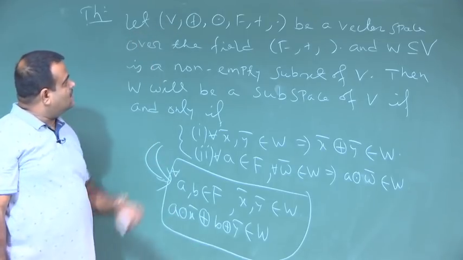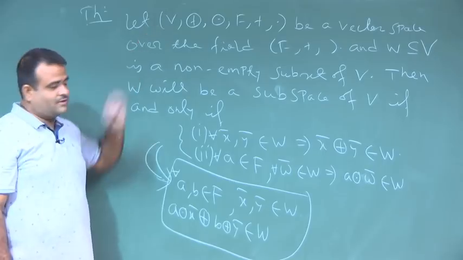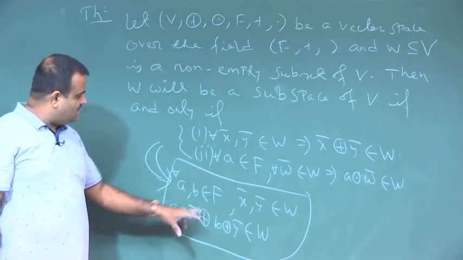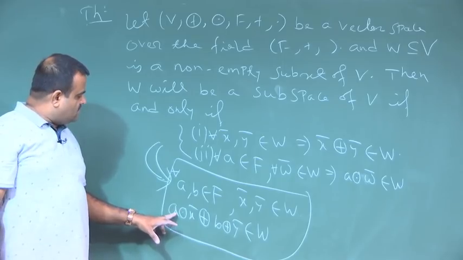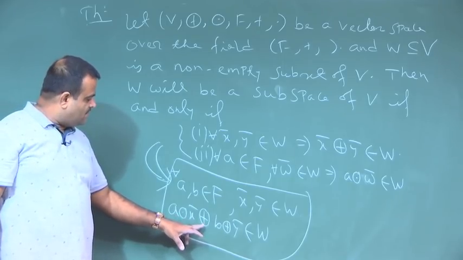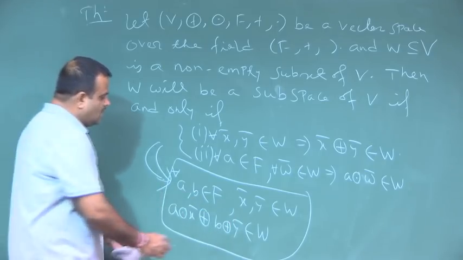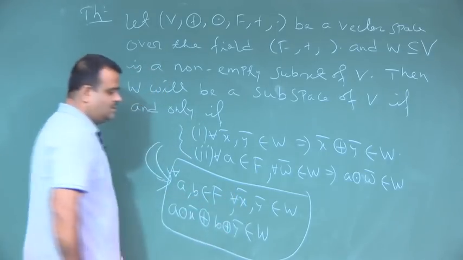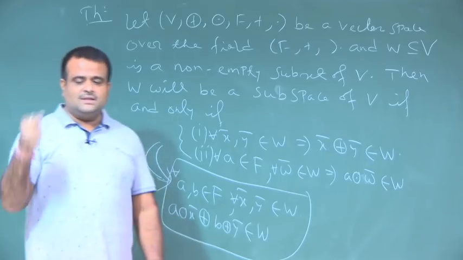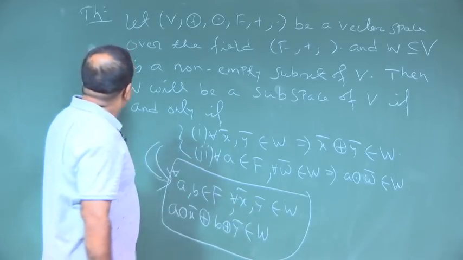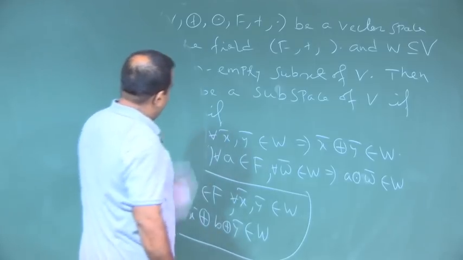a subspace of that vector space. Okay. This is just a combination of these two, you can write it in this way. So for simplicity, a x vector addition b y must be there, and this is true for all a, b, all x, y. Then we can say that the subset is a vector space. Okay.